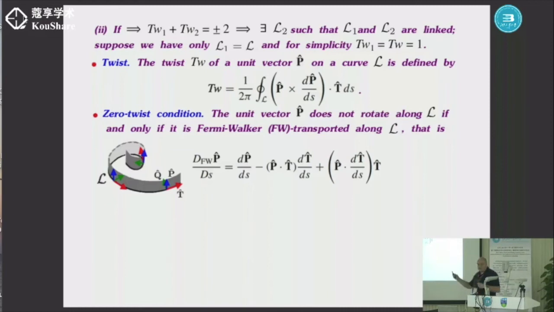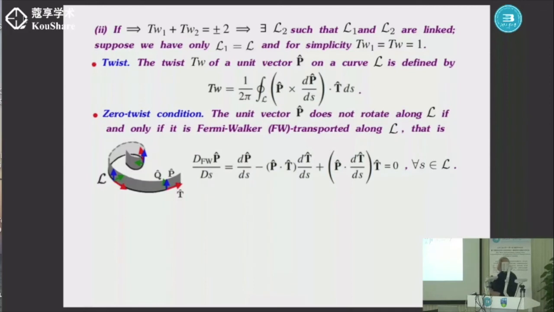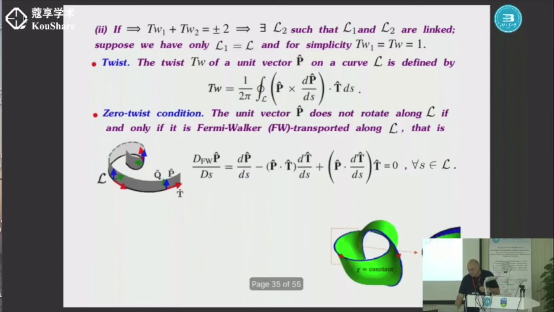It takes a general form. Here I already prescribed it for my coordinate S, the arc length along L, unit tangent T, etc. And if this is the zero twist condition, then all this quantity has to be 0 for any point along L. I will use this twist condition to prescribe and to check the effect of twist.